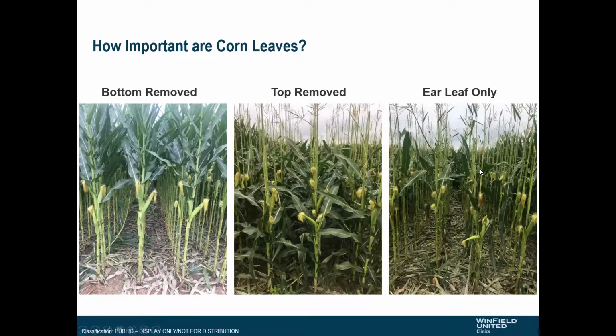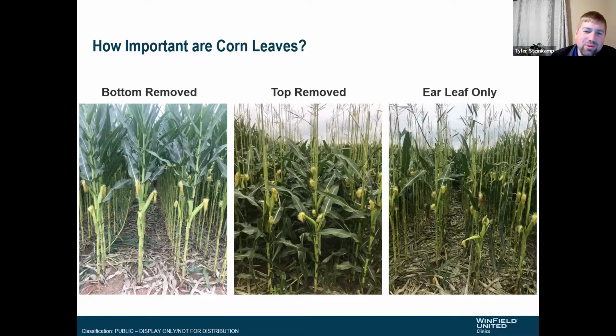That's right. This is a really cool demo, and I'm glad Darren did this. I'd like to do this out in my plots as well, but unfortunately, at the time of year that this needs to be done, I'm usually running around doing other stuff. Basically, what Darren did is he went out and took the bottom leaves off of one plot, took the top leaves off another plot, and in this one, he left only the ear leaf. It just goes to show where the yield is coming from, guys.